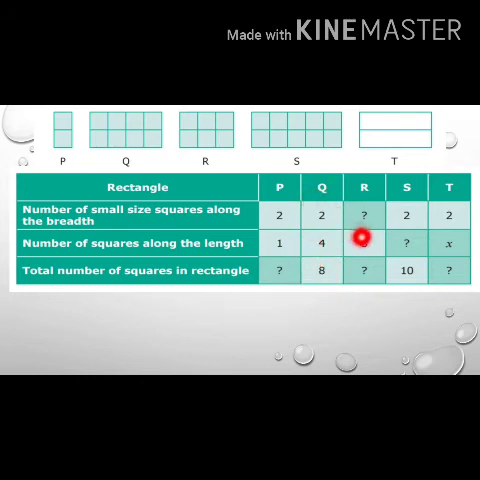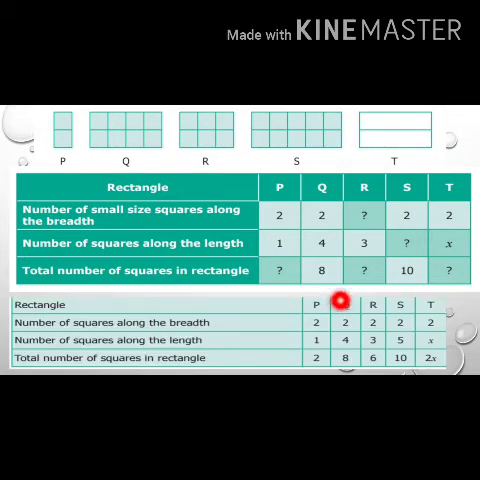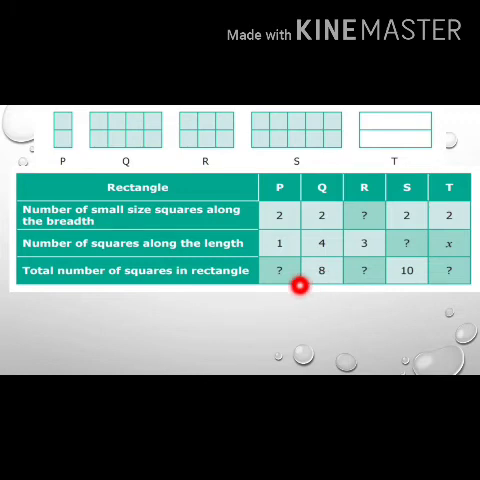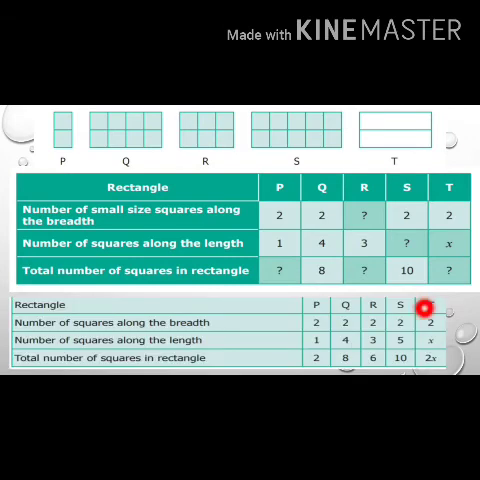So, let's move on to R. In R, you have to find the number of small size squares along the breadth. How many squares? 1, 2. Breadth means this part. 1, 2. Let's check. In R, how many squares are there? 2. So you have to write 2 here. Then you have to find the total number of squares in the rectangle. In R, how many squares are there in the rectangle? 1, 2, 3, 4, 5, 6. 6 square blocks. Let's check. See? 6 square blocks.